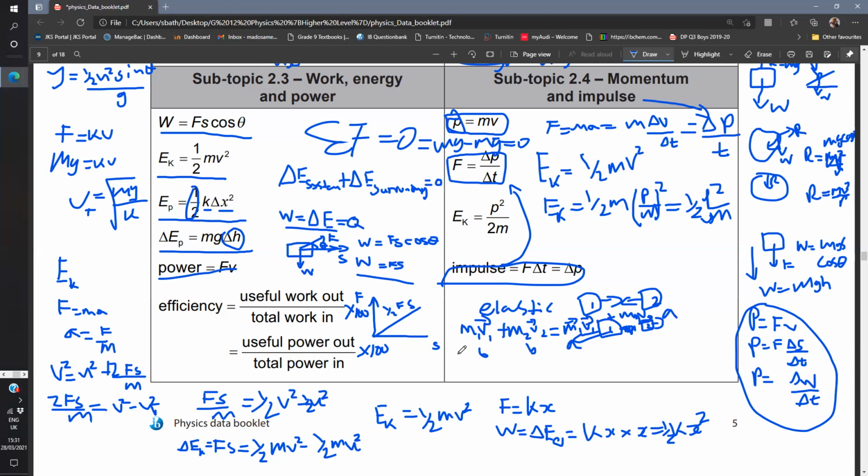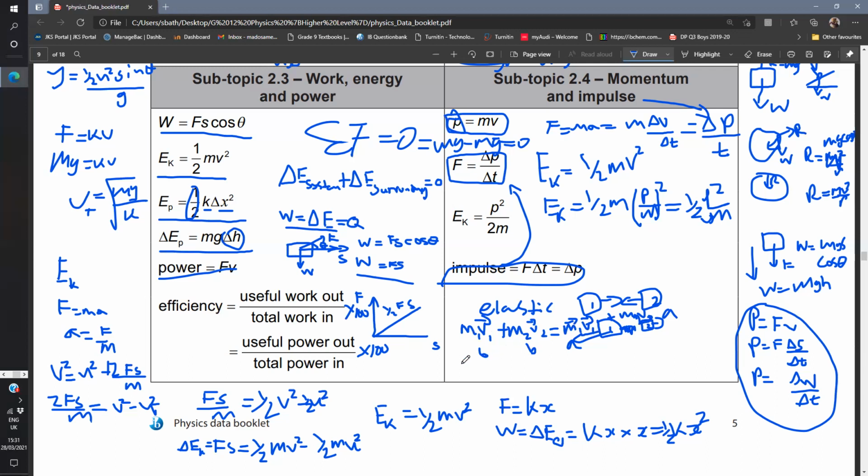However, momentum is conserved in everything. What's not conserved in everything is the kinetic energy. So the kinetic energy is only conserved in elastic collisions. In inelastic and perfectly inelastic collisions, it transforms into other forms of energy, such as thermal or potential energy.